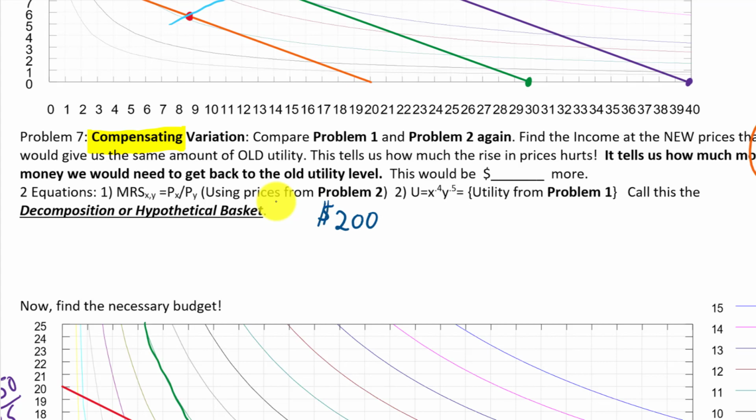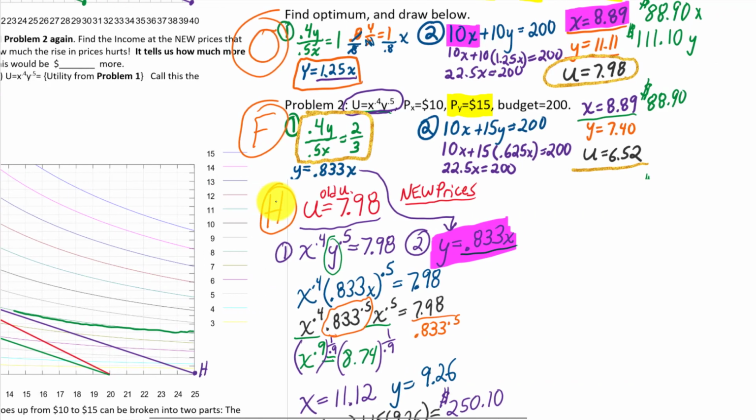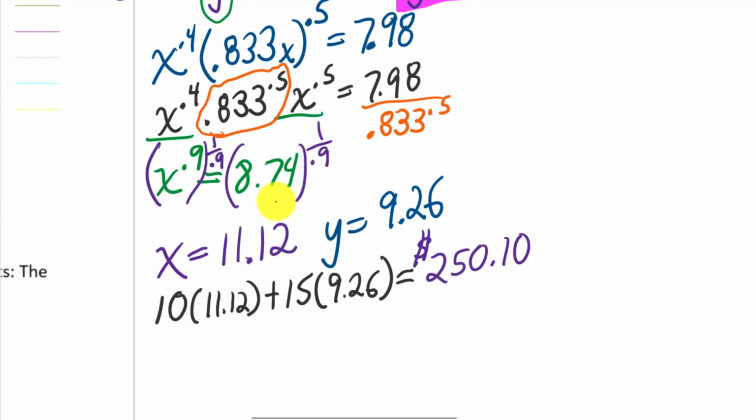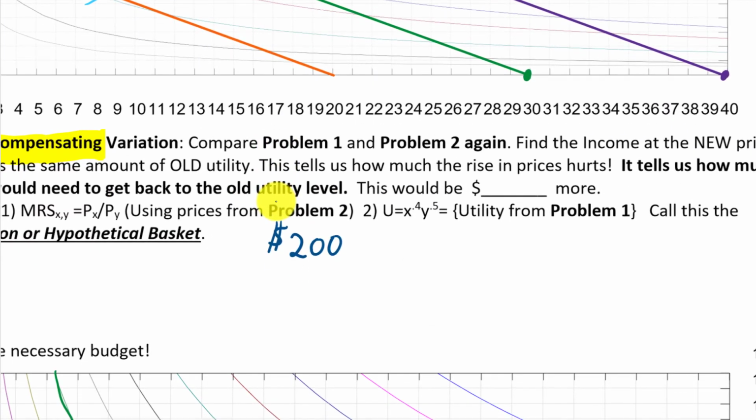But now in this problem, we figured that in order to get you back to the old utility level, you would need $250.10. So how much money do I have to give you to make you feel as happy as you were before the price change? That's what we call the compensating variation. And the answer is just that, $50.10. So $200, the difference between that and $250.10 equals just $50.10.